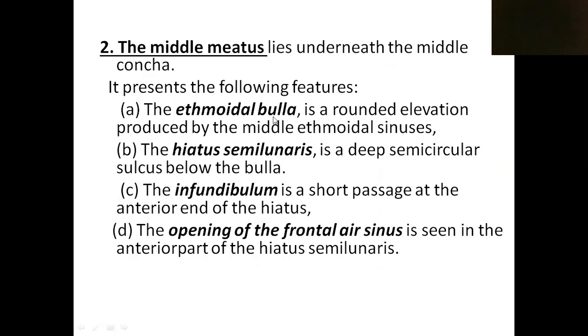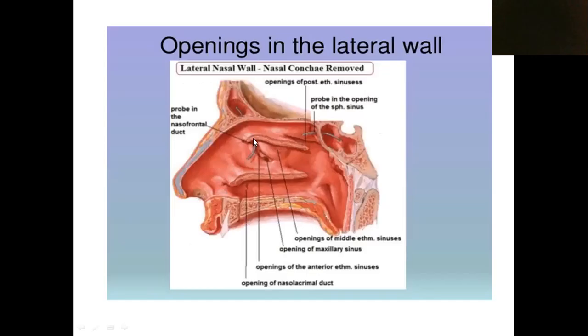So the ethmoidal bulla is a projection. Below the projection we have a crescent shaped hiatus, then the infundibulum. Then what are the openings? Here we can see basically three openings. In the anterior part we have the frontal air sinus. We can see two ends of a probe. Here in the lower part we can see the opening of the frontal air sinus. So in the hiatus semilunaris we can see three openings.